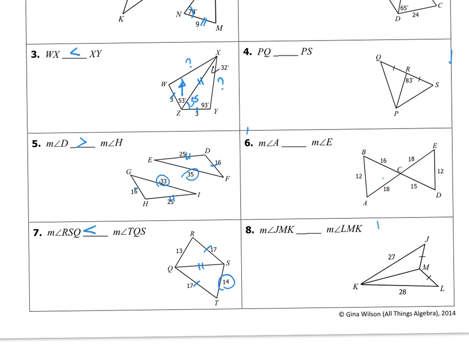Number 8, again, two pairs of congruent sides. Third side, 28 is bigger, so angle JMK is opposite 27. That's the smaller side, so therefore that angle measure is less than the angle measure of LMK.